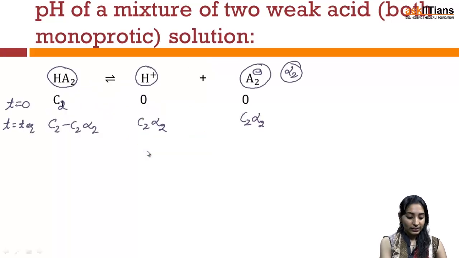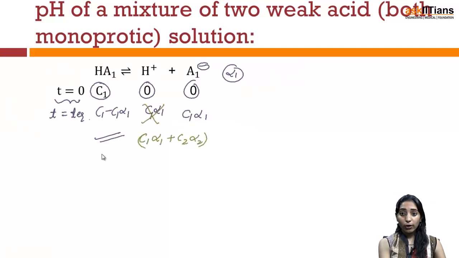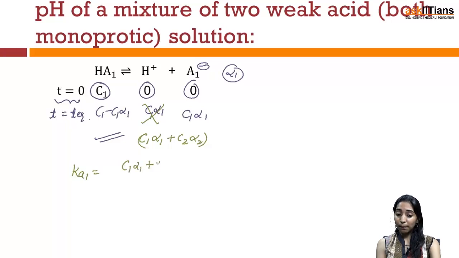Because here we have to take into account the total number of H positive which are coming from both. And here also I should consider C1 alpha 1 plus C2 alpha 2. Now let's apply the equilibrium constant law here. So according to which I can say Ka1 will be C1 alpha 1 plus C2 alpha 2 multiplied by C1 alpha 1 divided by C1 times 1 minus alpha 1.